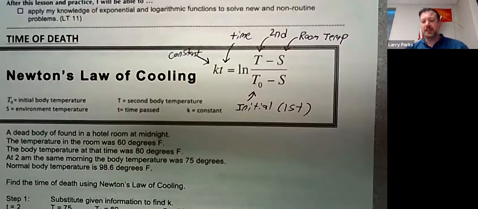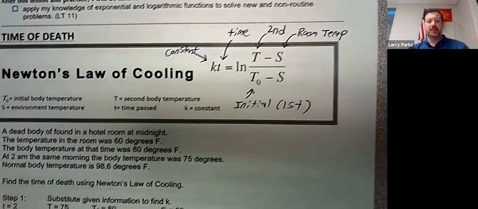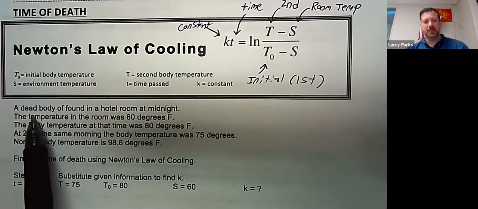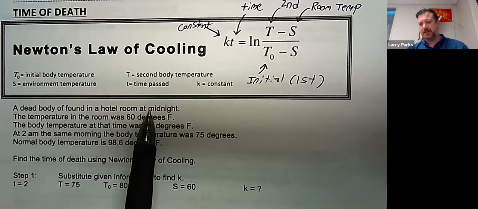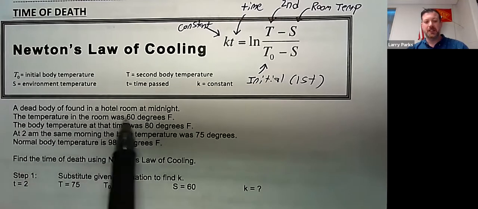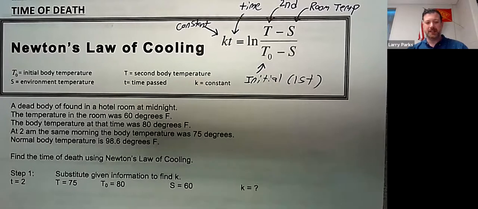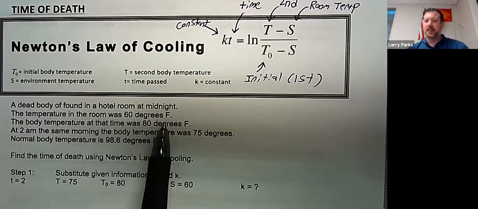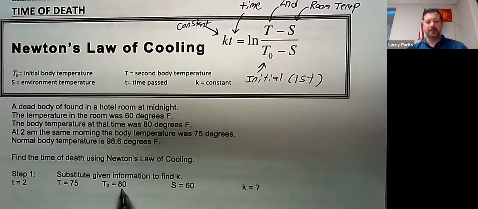When you're solving these, the first thing you want to do is find that constant. So here's an example. You're on the police force, and you find a body in a hotel room at midnight. The temperature in the room was 60 degrees Fahrenheit. So that means S is going to be 60. The body temperature at that time was 80 degrees. That'd be initial, so T sub 0 is 80.